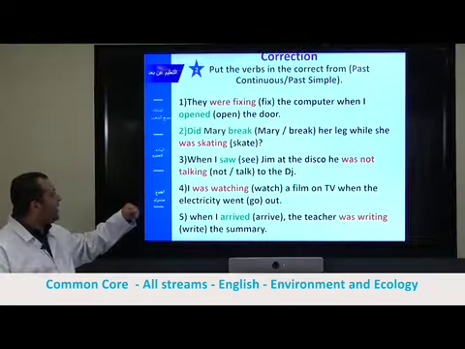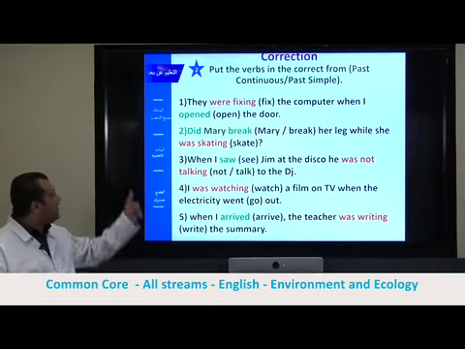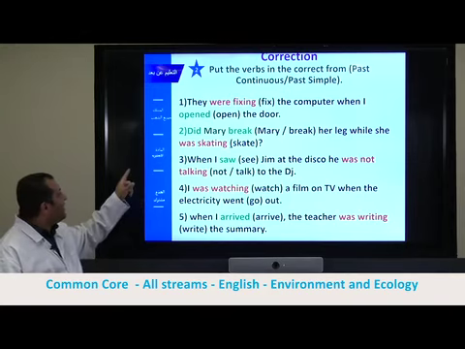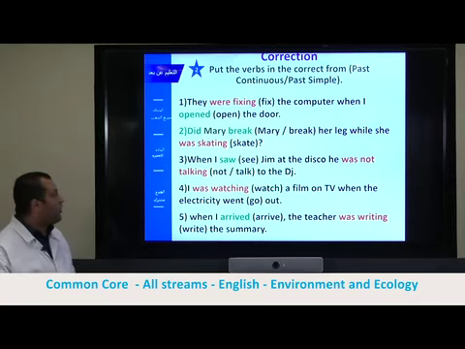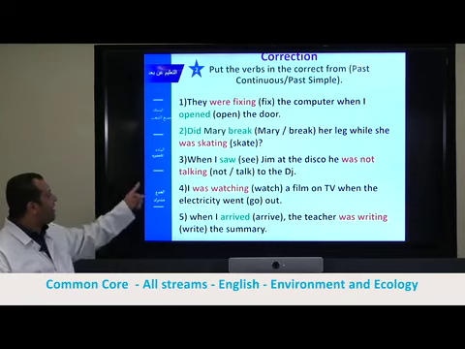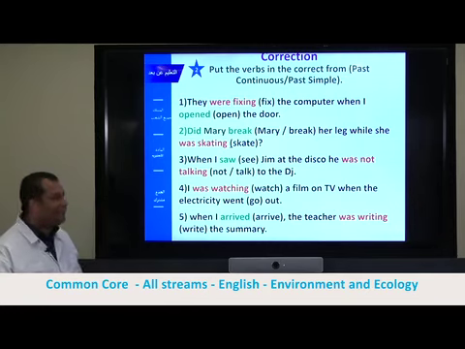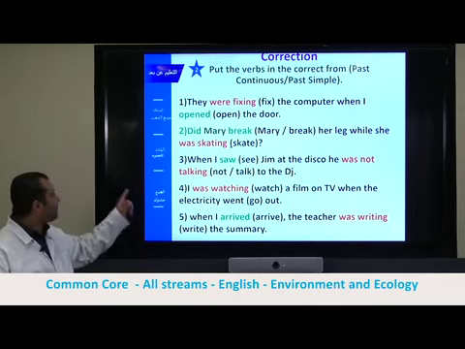Did Mary break her leg while she was skating? Did Mary, so did plus subject plus the verb. This is simple past because the action of breaking is a short action, whereas the action of skating is a long one. Let's repeat. Did Mary break her leg while she was skating? Maybe yes she did or no she didn't.